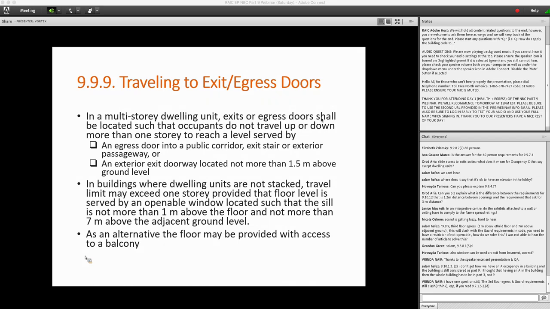Question 32. In regards to 9.9.8.1 2, is there a situation where the exit corridor would not be rated with multiple suites? Can you give an example? So regards to 9.9.8.1. So I'll pause on that for a second.